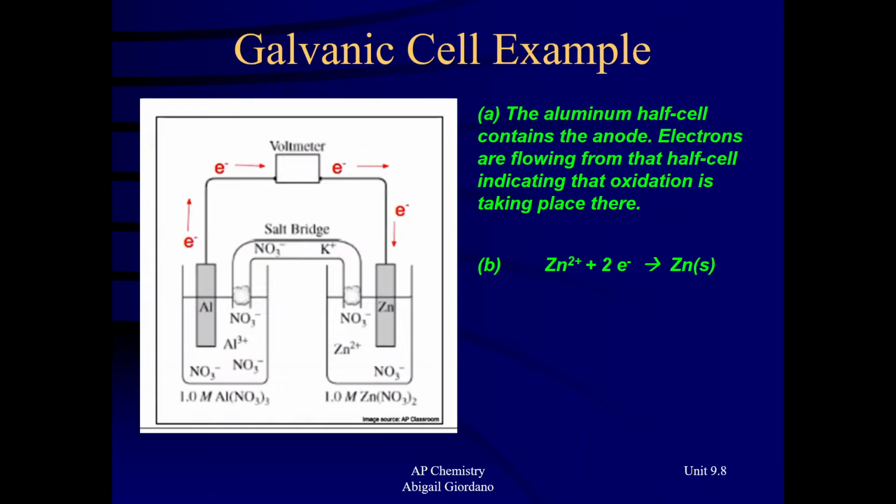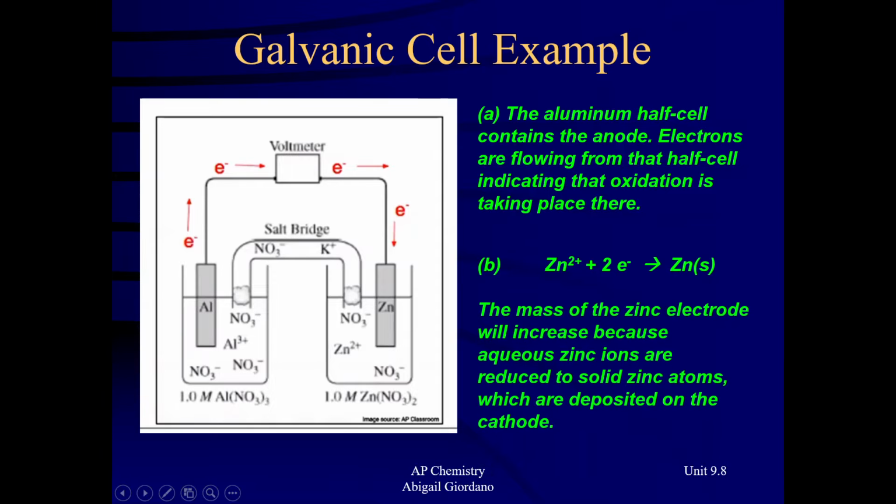So now that we can think about that, let's look at that half cell and think about what must be happening to the mass of that electrode. And I said the mass of the zinc electrode will increase because aqueous zinc ions are reduced to solid zinc atoms, which are deposited on that cathode or that electrode. Okay, so the zinc electrode must be gaining mass over time.